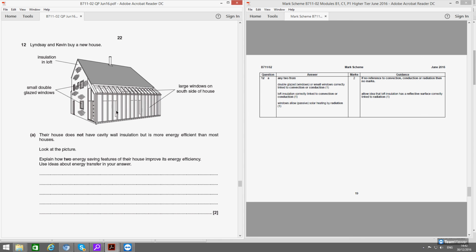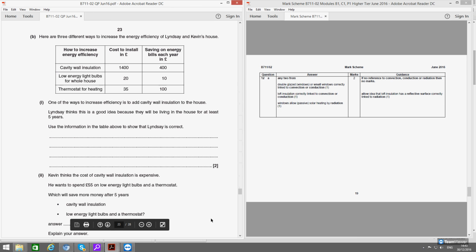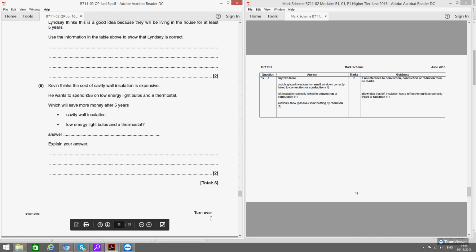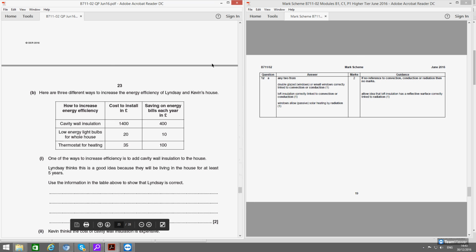It also does say about the windows here. Windows allow passive solar heating by radiation. Radiation comes in from the sun, gets trapped in this glassy area here because it's designed that way to trap in heat in the walls and release it gradually. So that's dealing with three things there. We're dealing with convection, conduction, and radiation in one answer. So any one of those would have given you 1 mark, but combined, two of those would obviously give you 2 marks. And I think that, ladies and gentlemen, is your mock exam done.